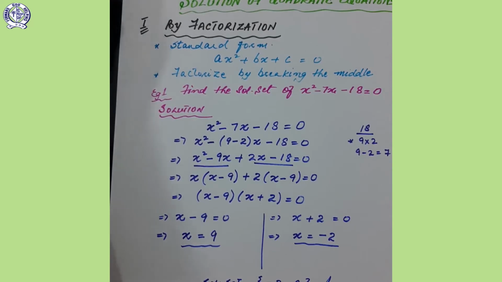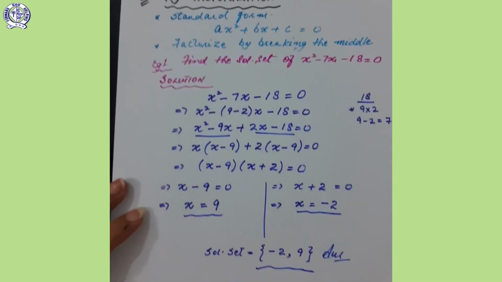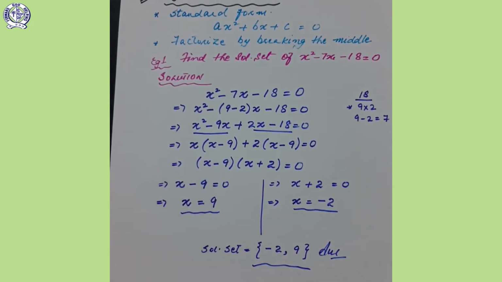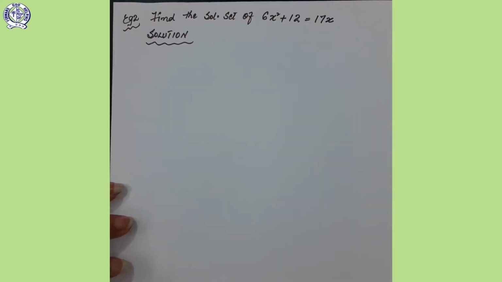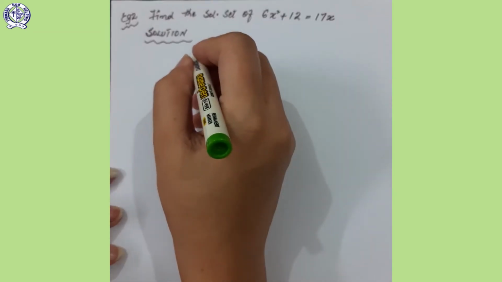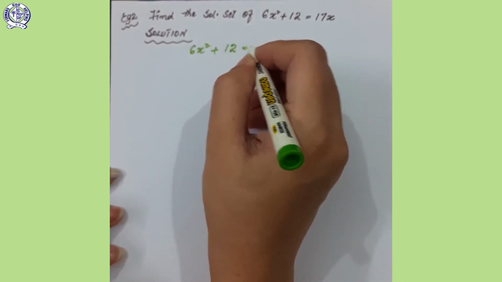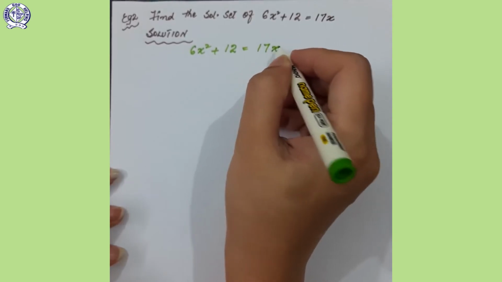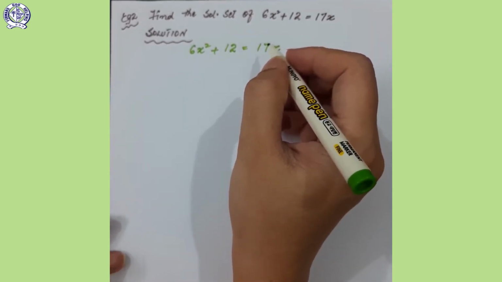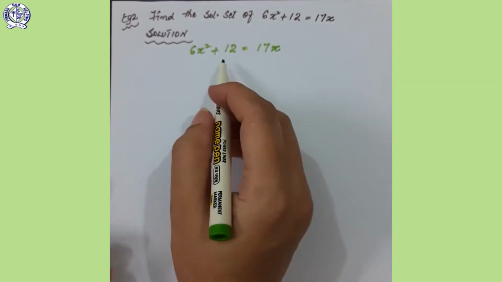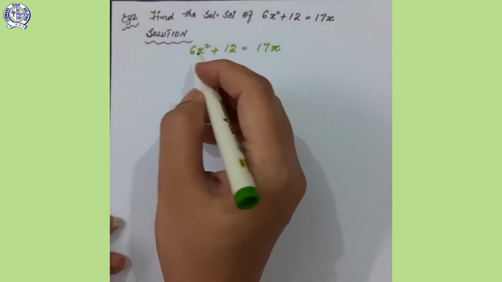Now I'll give you one more example, so that you can easily do the exercise. Another example, one more example. Now example number 2, this is also in your book. You have to find the solution set of 6x square plus 12 equals to 17x. Now first step is to check if it is in order or not. So you can see it is not in order, it's not in standard form, so we will rearrange.